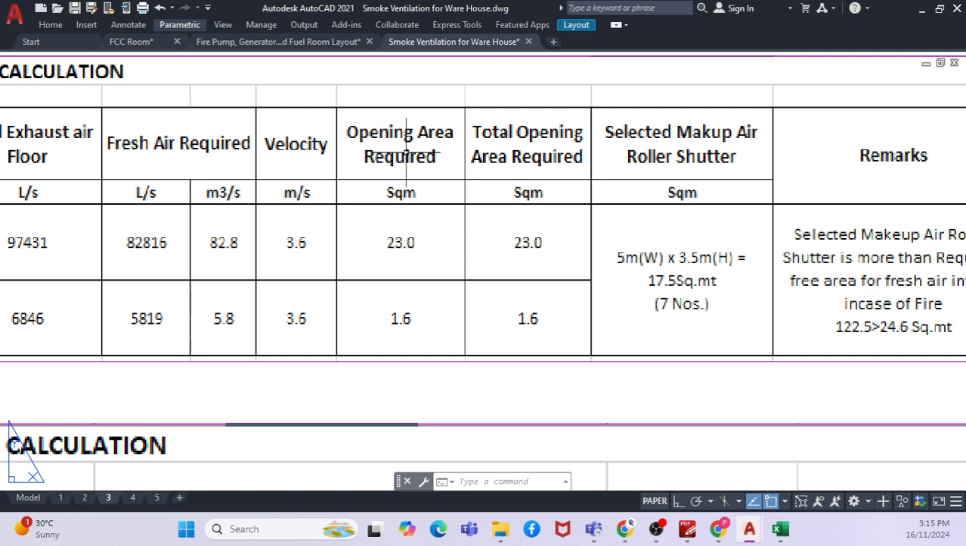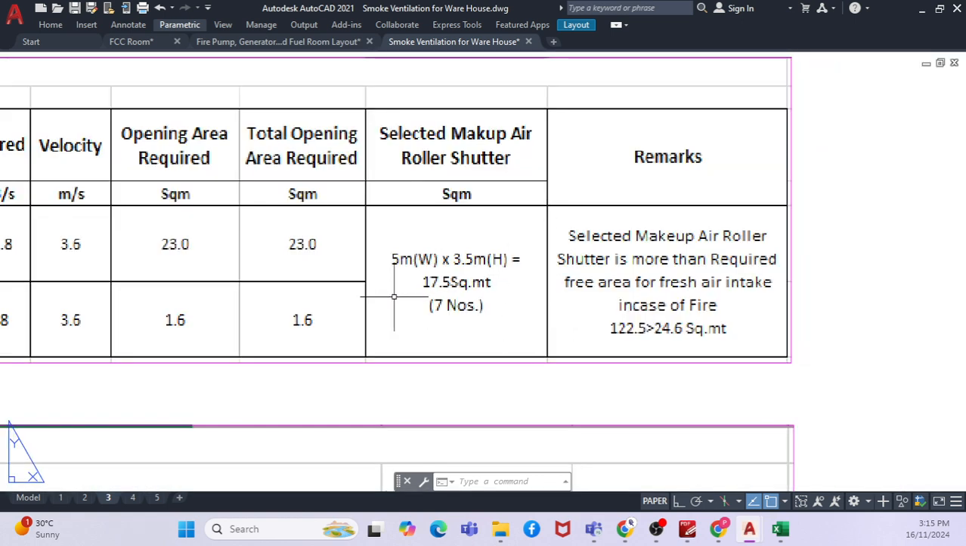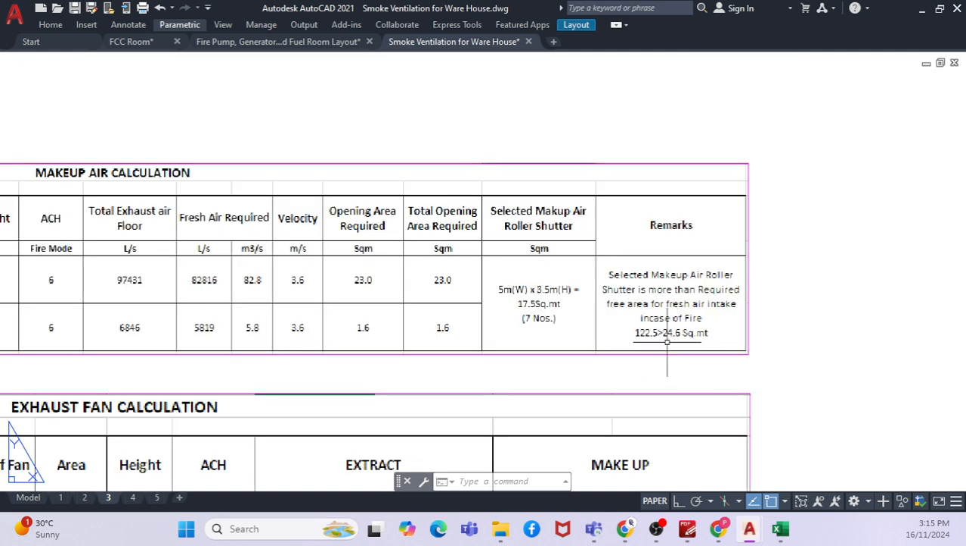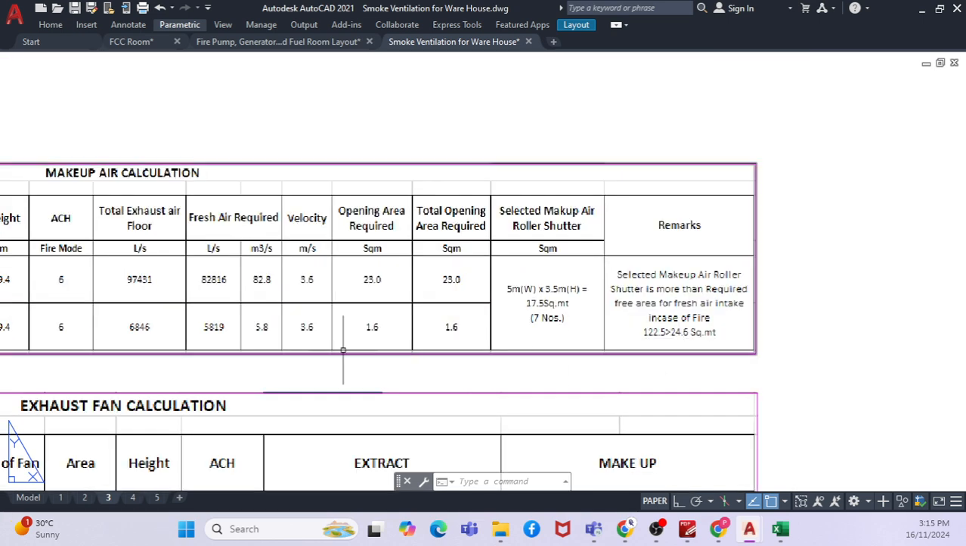So now, how much opening area is required? Based on this velocity, you require 23 square meters. But what is the roller shutter area? Each roller shutter is 5 meter by 3.5 meter, so 17.5 square meter available. How many shutters in total? 7 numbers. So 17.5 into 7 numbers, total 122.5 square meters, which is greater than 24.6 square meter.